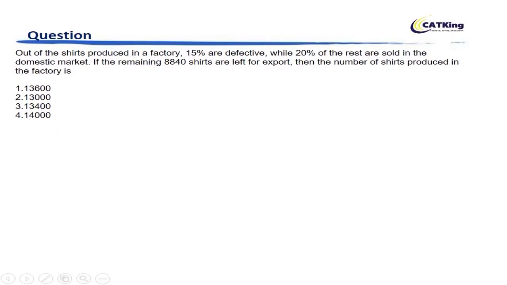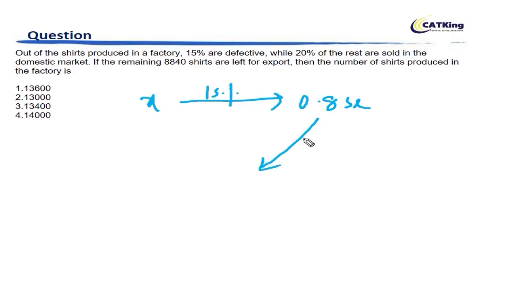Now moving on to the next question. Of the shirts produced in a factory, 15% are defective, 20% of the rest are produced in the domestic market. Let's say there are x shirts produced in the factory, 15% are defective, remaining is 85%, so 0.85x, right? It says that 20% of the rest are sold in the domestic market.